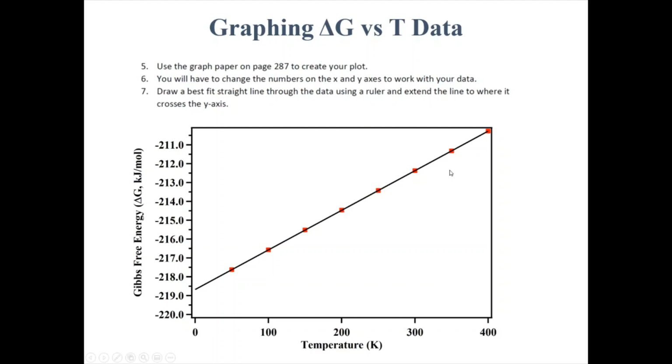So once you have your data points on, you're going to draw a best fit straight line through them. Now most of them are going to be in a straight line, except the highest data point may be a little bit off, so you're going to have to account for the fact that that one's a little bit off. And that just comes from experimental error in real life. So your numbers are not going to be as perfect as my numbers are because you're going to have actual experimental data. So remember when you're drawing your best fit straight line to use a ruler, and you have to extend the line all the way to where it crosses the y-axis because we need to read off the y-intercept.